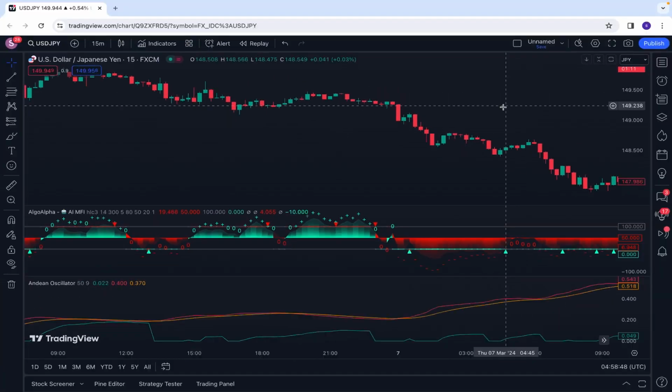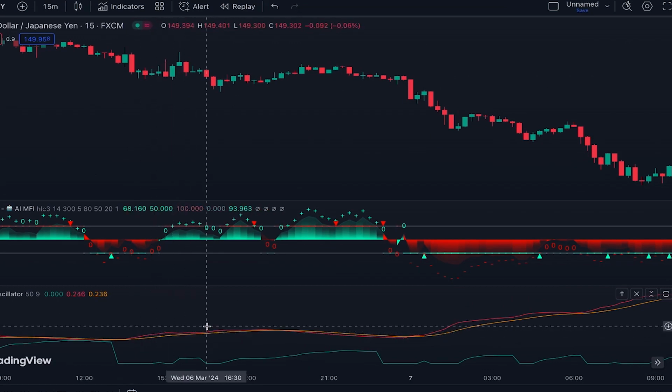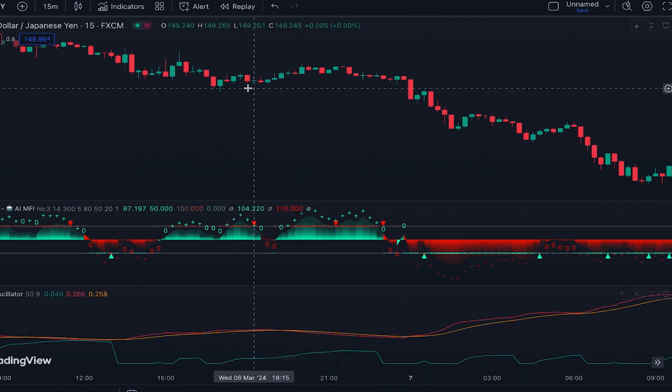This indicator is a very powerful indicator that can help us with trending and non-trending markets. When the red line is above the orange line, it shows the market is trending down, and when the green line is above the orange line, it shows the market is trending up, and when the orange line is above the other two, it shows a flat market.